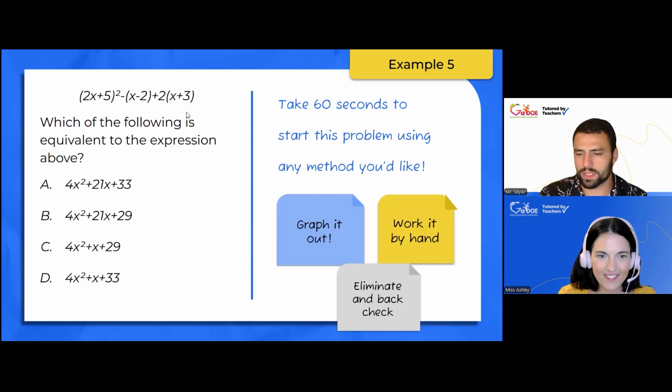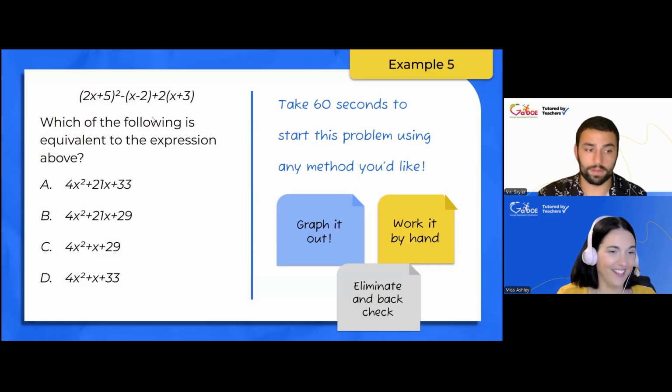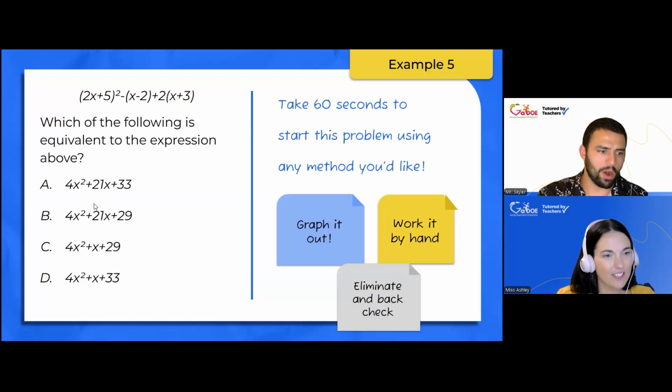We got a lot of parentheses. We got a lot of exponents. We got a lot going on. Yes, lots going on in this. And all of those things, they all got 3 terms.